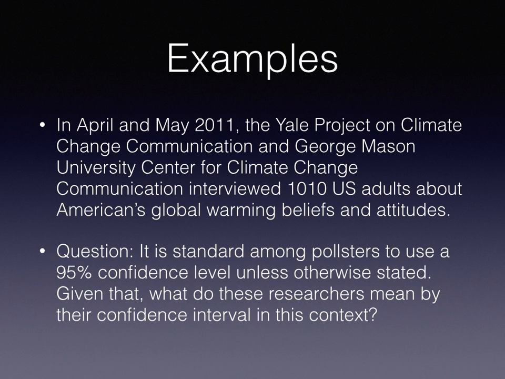So, a couple examples. In April and May 2011, the Yale Project on Climate Change Communication and George Mason University Center for Climate Change interviewed 1,010 U.S. adults about America's global warming beliefs and attitudes. Question: it is standard among pollsters to use a 95% confidence level unless otherwise stated. Given that, what do these researchers mean by their confidence interval in this context? So think about it. Refer to how I worded a 95% confidence interval. Answer it. Pause the video if you need to.